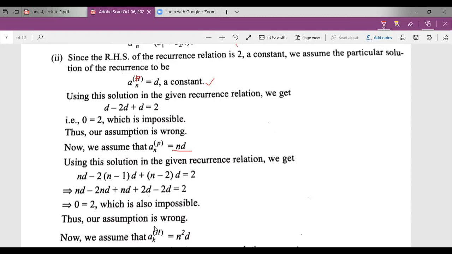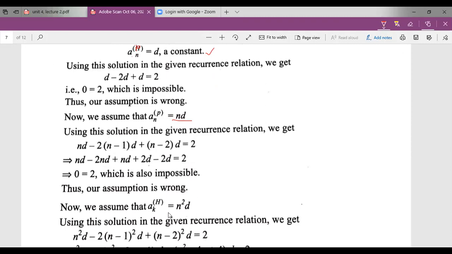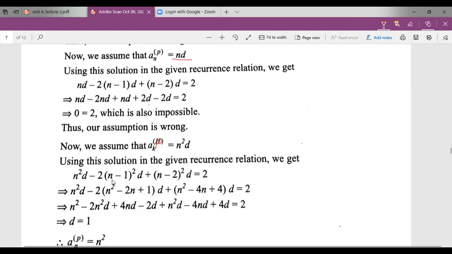So we go for another assumption, that is a_n^(p) is equal to n square d. Using this solution in the given recurrence relation, in place of a_n we take n square d, in place of a_{n-1} (n minus 1) whole square d, and (n minus 2) whole square d is equal to 2. We expand using the a minus b whole square formula. So n square d minus 2 into (n square minus 2n plus 1) into d plus (n square minus 4n plus 4) into d is equal to 2.